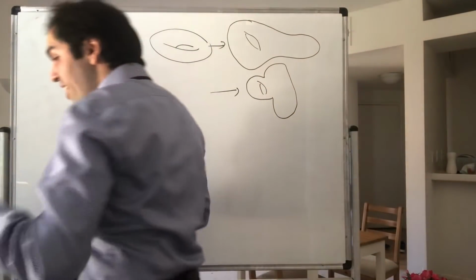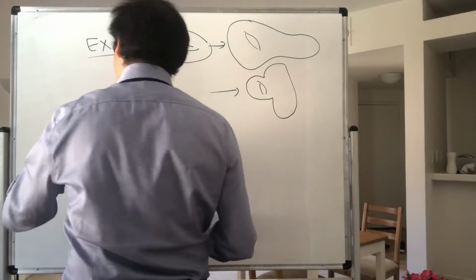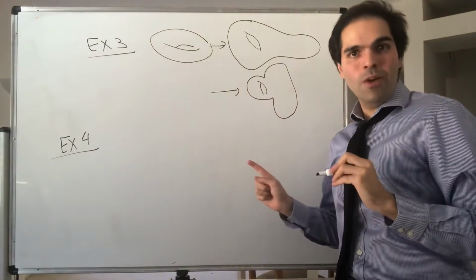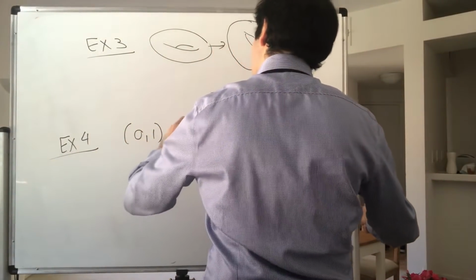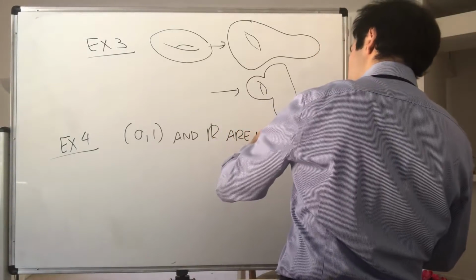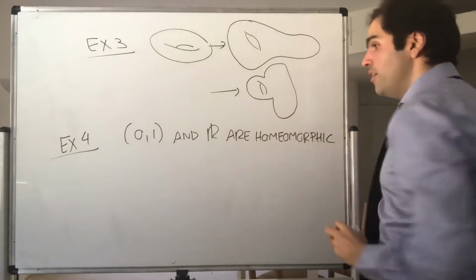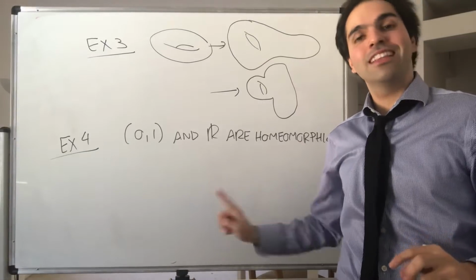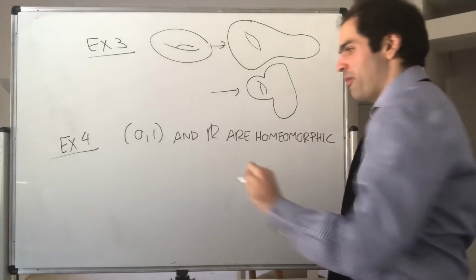All right, and then another more interesting example, because you're wondering where the formulas are. Well, here's another interesting one. It turns out that the intervals (0, 1) and R are homeomorphic. Which is very interesting because one is bounded, the other one is unbounded. So it's very important to understand that boundedness is not a topological property.